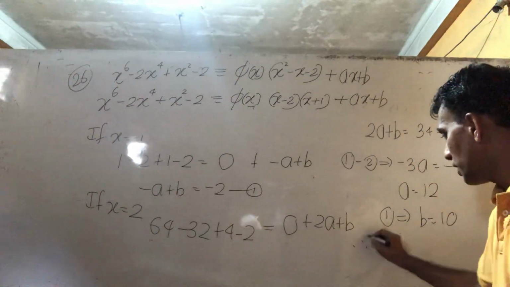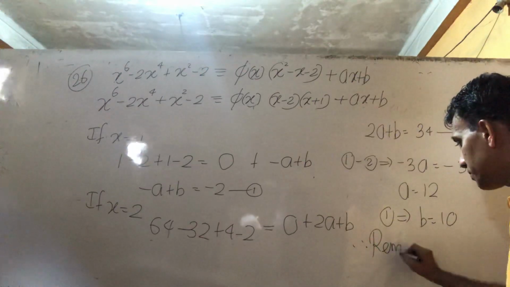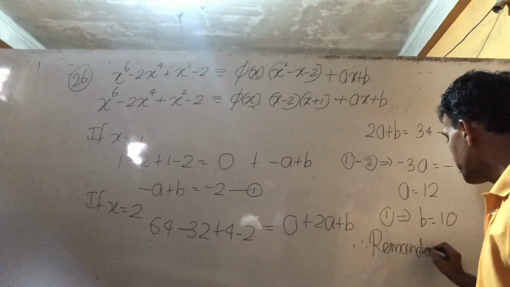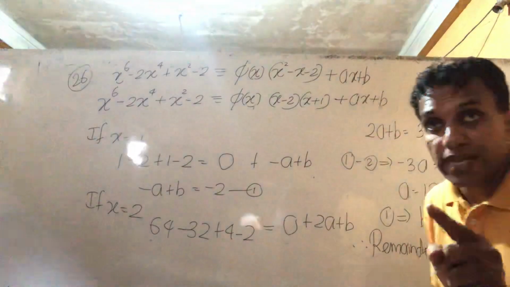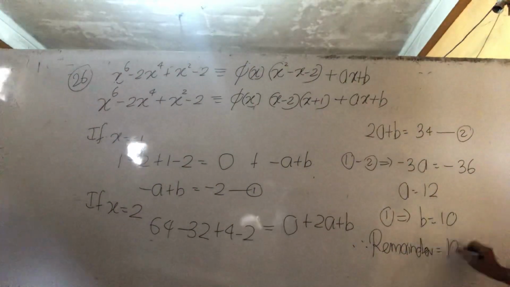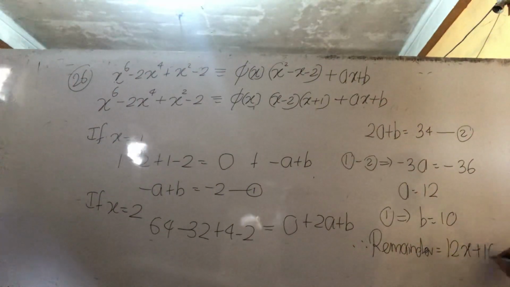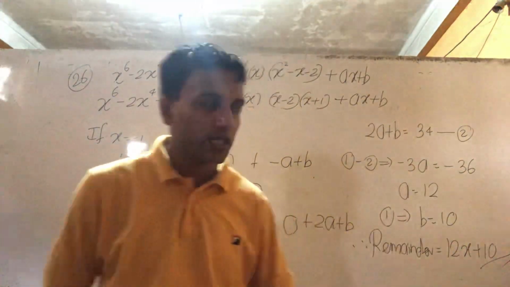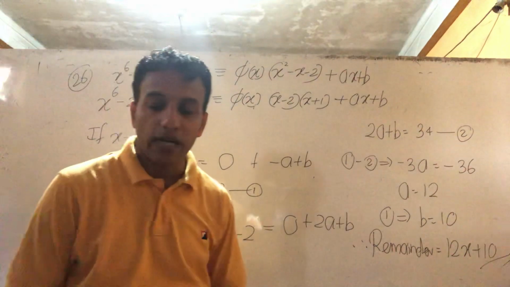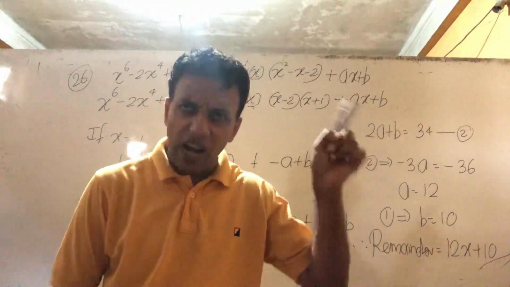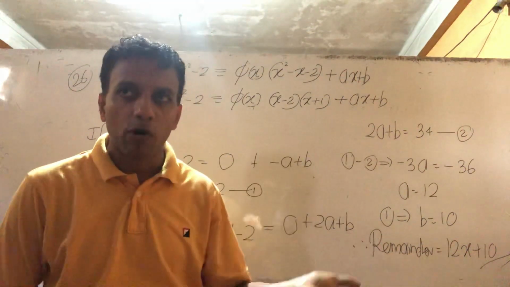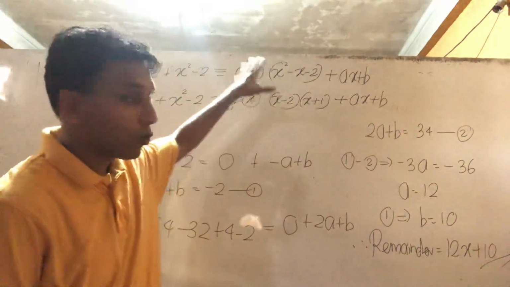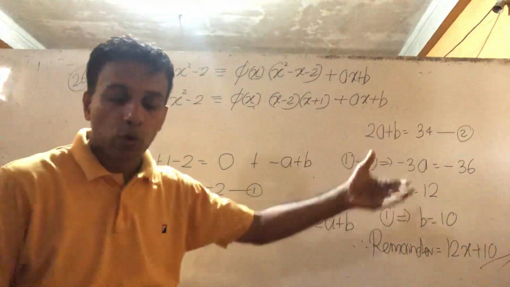Therefore, the remainder is what? ax plus b. That is 12x plus 10. You can't use long division, right? Here they expect mostly the remainder theorem idea, right? With long division, you can find the answer also, but it's not necessary to think about the quotient part, only the remainder part. Therefore, always follow this pattern, very important for your school papers.